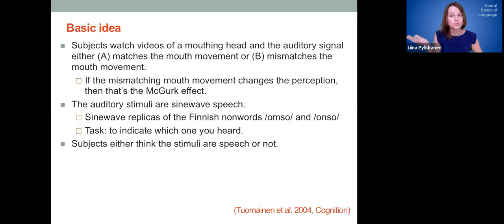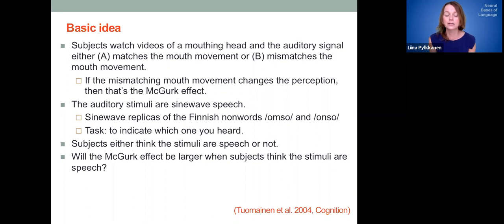And this is the crucial part. What you're manipulating is whether the subjects think that it's speech or not. And now the question that they're asking is whether the McGurk effect, the effect of the visual stimulus on the perception of the auditory stimulus, is larger when the subjects think that it's speech. So it's like, oh, this is speech, so now I'm going to be using the visual information more, unconsciously.